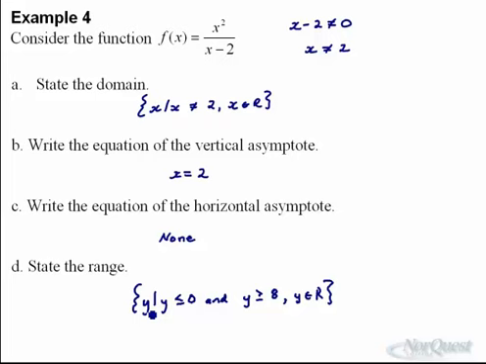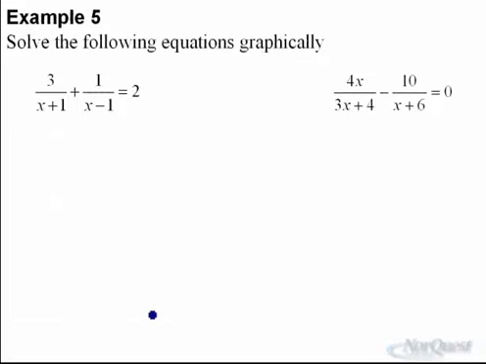Now, example 5, let's use our calculator to do some graphing. Again, we have two ways of doing graphical equations. We can set left side, right side, find points of intersection, which I'll do for the first one, or graph one single equation and find zeros. So what I'm going to do with this first example is graph, first of all, 3 over x plus 1 plus 1 over x minus 1, and then y2 equal to 2.